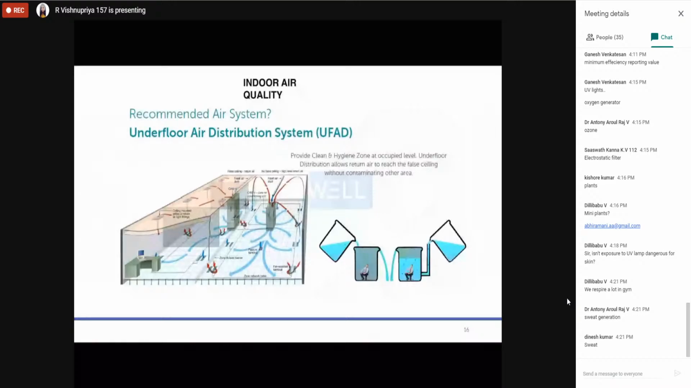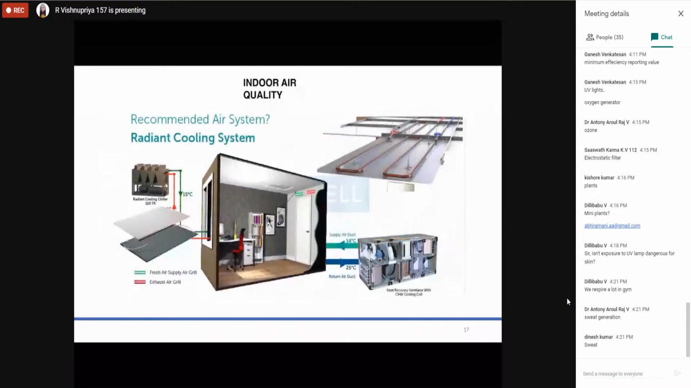Okay, next slide, please. This is another technology called radiant cooling. Radiant cooling is nothing but, once we calculate the load, we give an AHU capacity. For example, the heat load comes around 50 tons, so we are going to give 50 tons of AHUs.